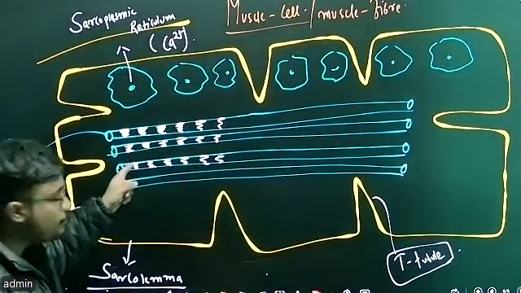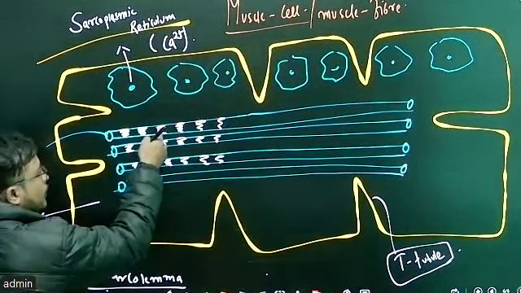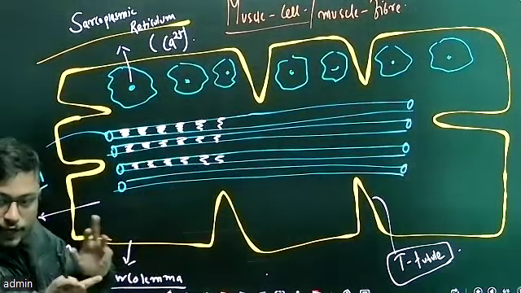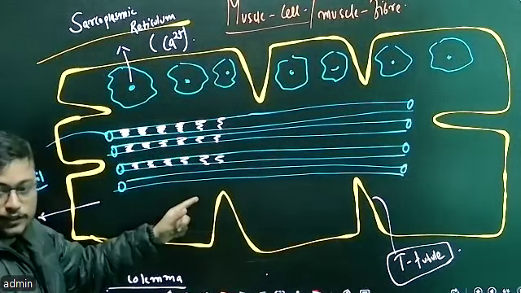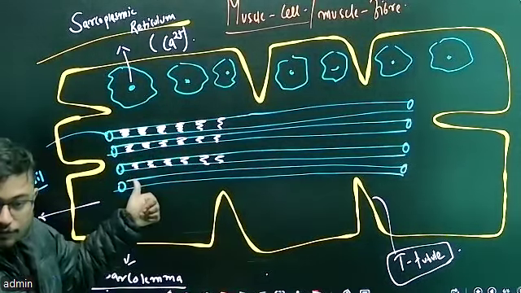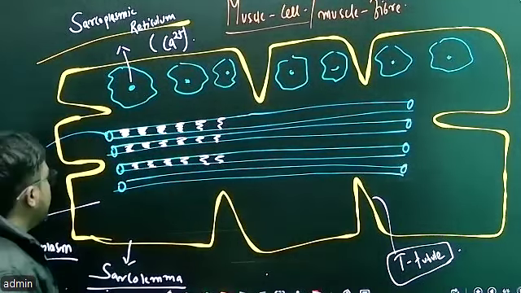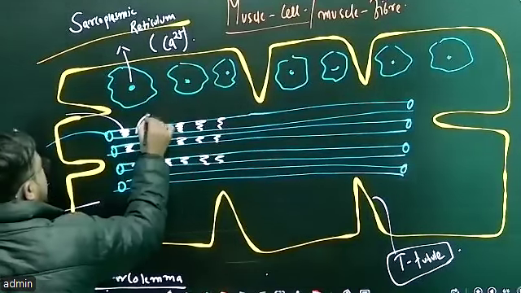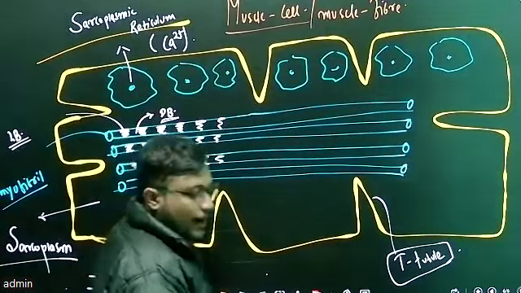Now why is this striation present? Can you see this? This is a light band, dark band, light band, dark band. Because of the presence of these different types of bands, you can see the striation. As there is striation in the skeletal muscle, that's why the skeletal muscle is called striated. Suppose this is your light band, and this is your dark band.